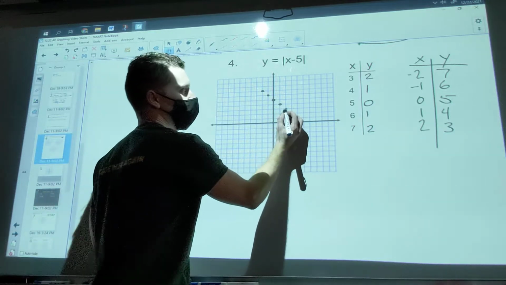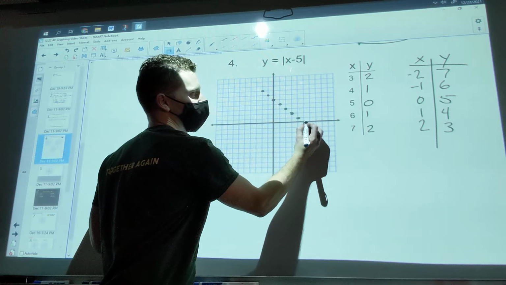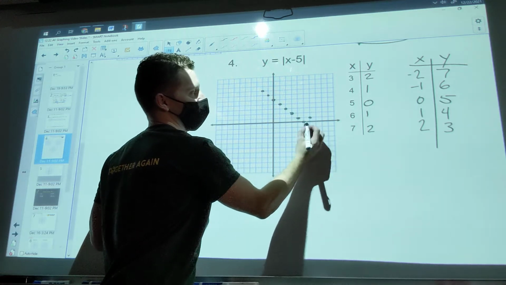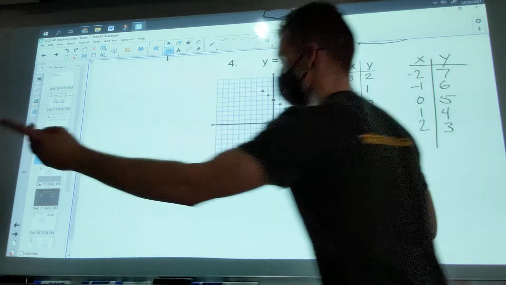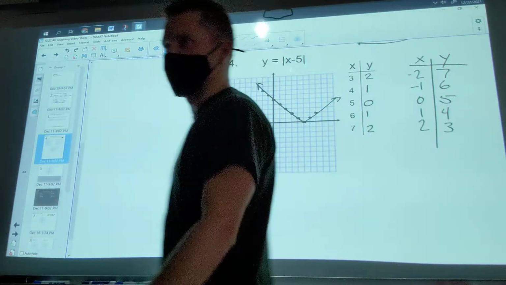Let's go ahead and try it out. I think we found it. 3, 2, 4, 1, 5, 0, 6, 1. Here we go. We bounce back. And 7, 2. Move out of the way so you can see over there. So there is where our V actually occurs.